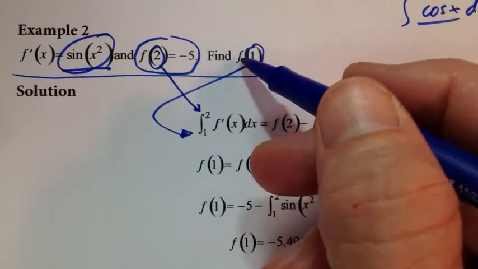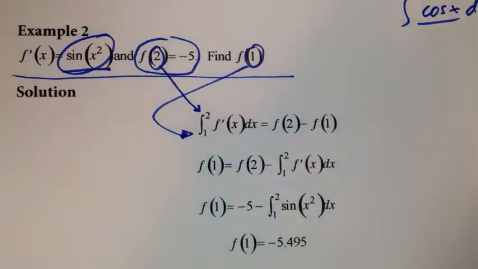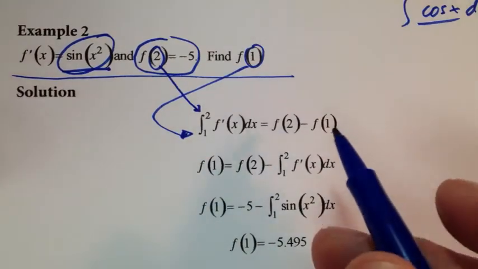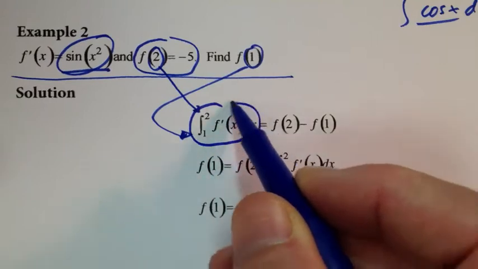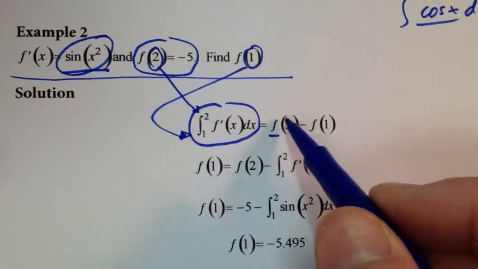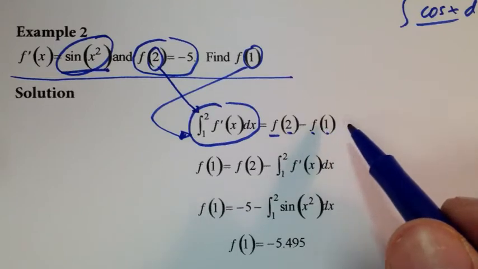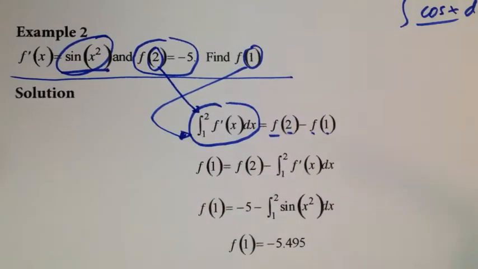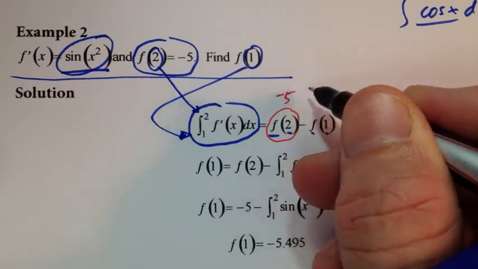I guess when you have an unknown that's smaller than the input, then put it on the bottom. It doesn't really matter. It's still going to end up being the same thing. You're still going to get the same answer. So the integral of the rate of change is the antiderivative evaluated at the upper limit minus the antiderivative evaluated at the lower limit. We're already given that this guy right here, f of 2, is negative 5.